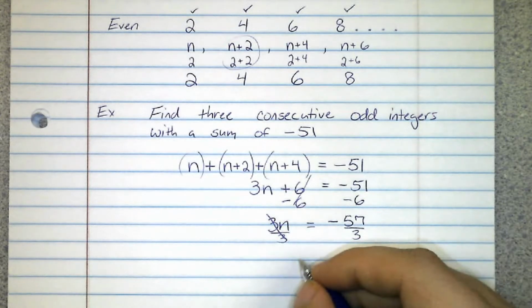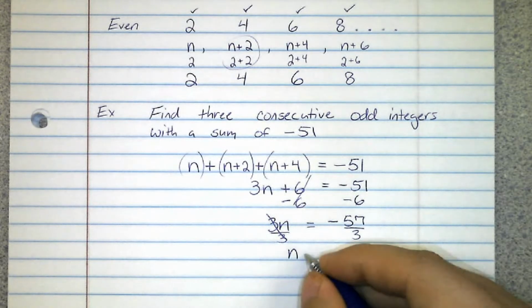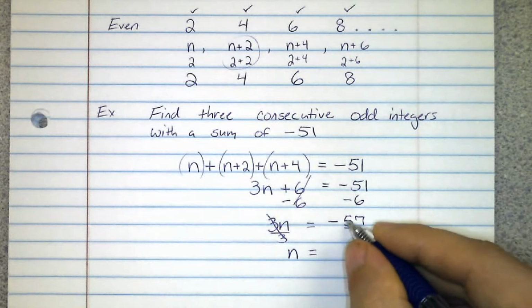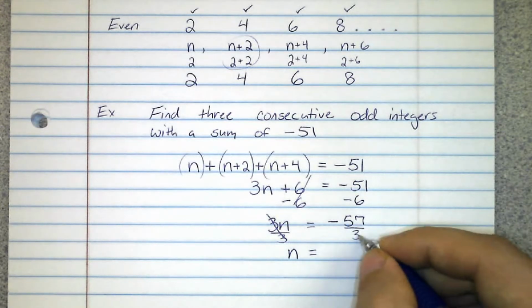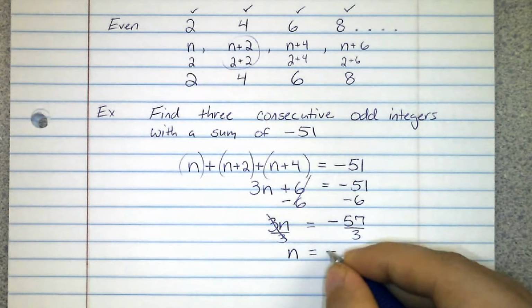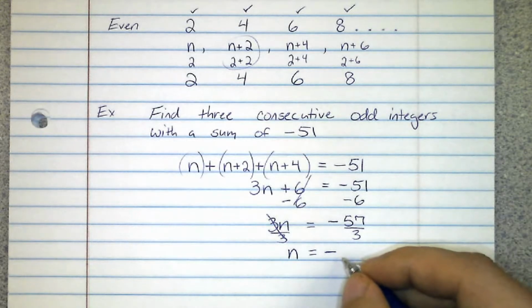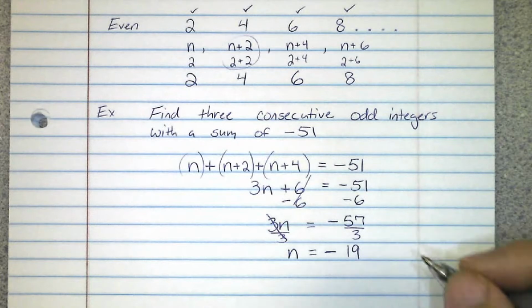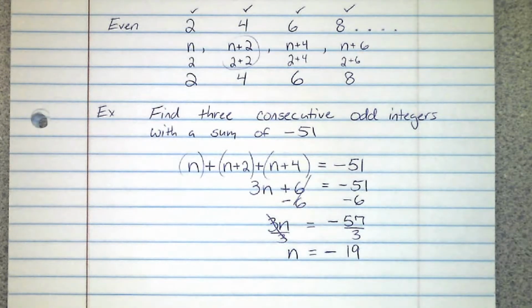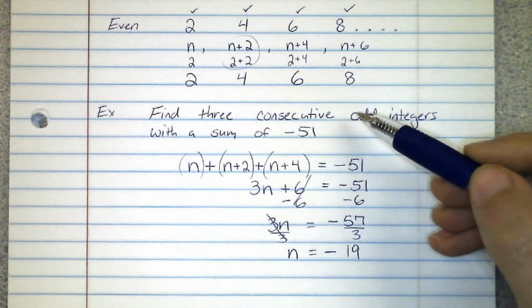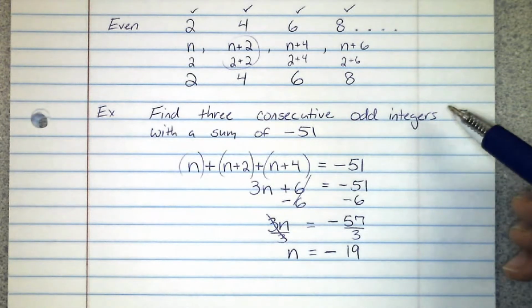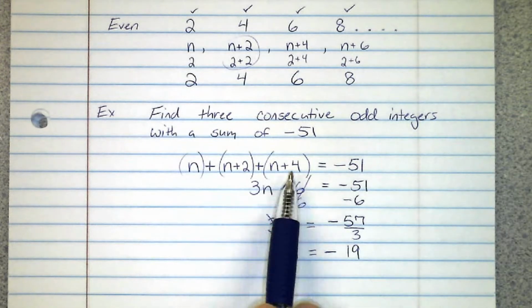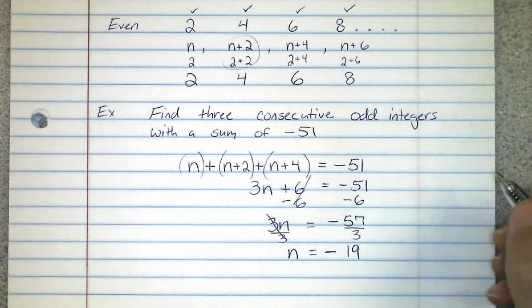It cancels on the left, and I'm left with n equals, and negative divided by positive is going to be negative because the signs are different. And 57 divided by 3 is going to be 19. Now, we're not totally done yet. That's just what n equals. The question was to find 3 consecutive odd integers. So we know these are the integers, so let's do a little bit of substitution.